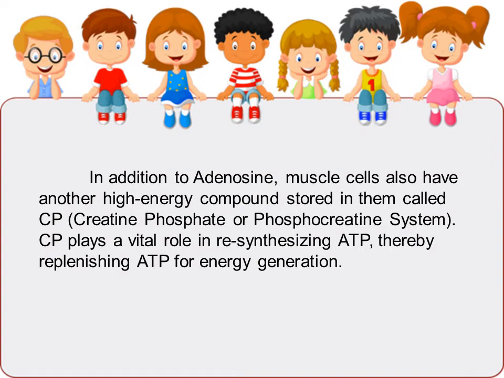In addition to adenosine, muscle cells also have another high-energy compound stored in them called the CP or creatine phosphate or phosphocreatine system. Creatine phosphate plays a vital role in resynthesizing ATP, thereby replenishing ATP for energy generation.